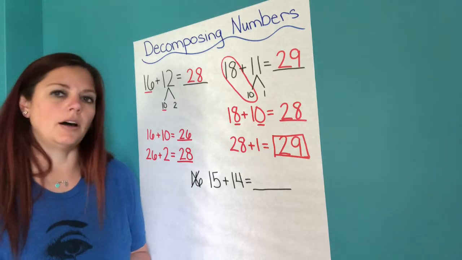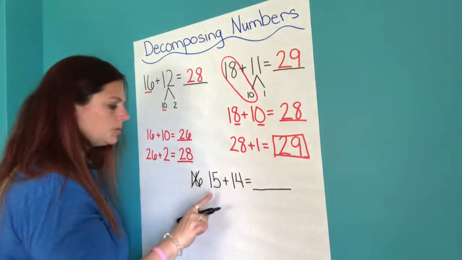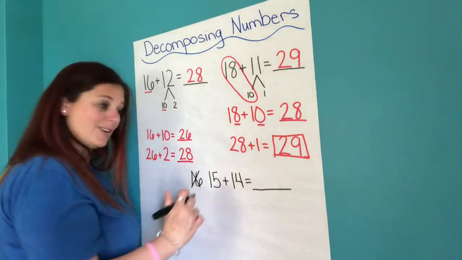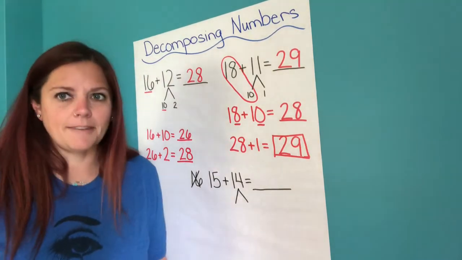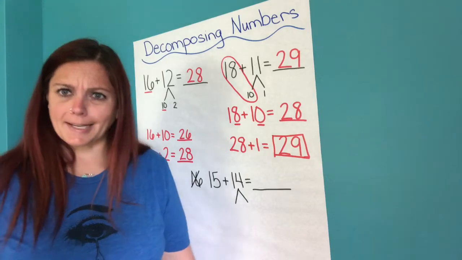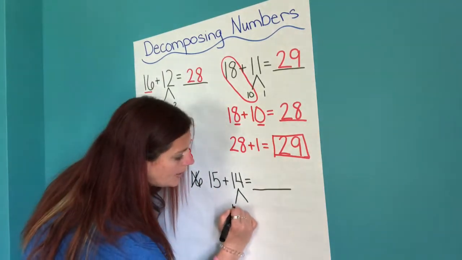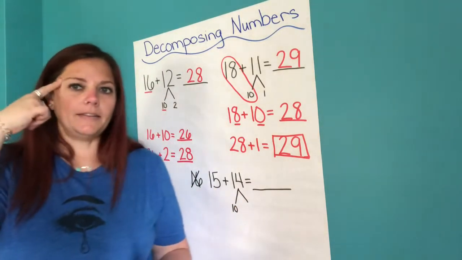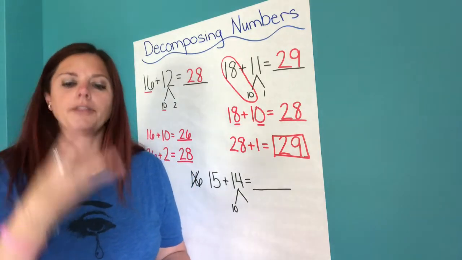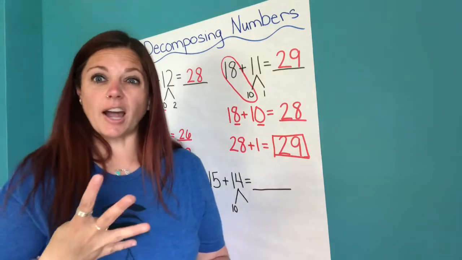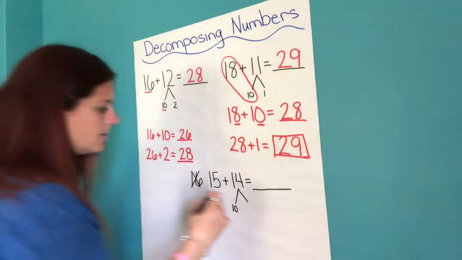Now, what number do we break down first? We break down the smaller number. Which one's smaller, 15 or 14? 14, good job, guys. Remember, we're breaking it into our 10 facts. So 10 plus what equals 14? Well, I know my first number is 10, so I can put 10 in my head, right? And count up to 14. 10, 11, 12, 13, 14. 4 hops. So my missing add-in is 4.